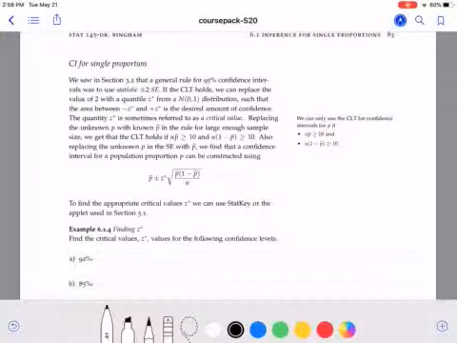We will now look at an application of finding a confidence interval for a single proportion, where we're using the central limit theorem, normal-based inference. If n times p hat and n times 1 minus p hat are at least 10, we are okay to use the normal, in which case we use this interval form here.